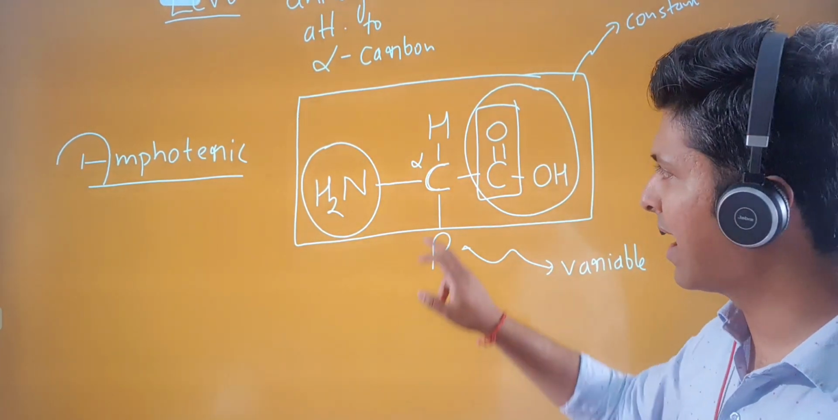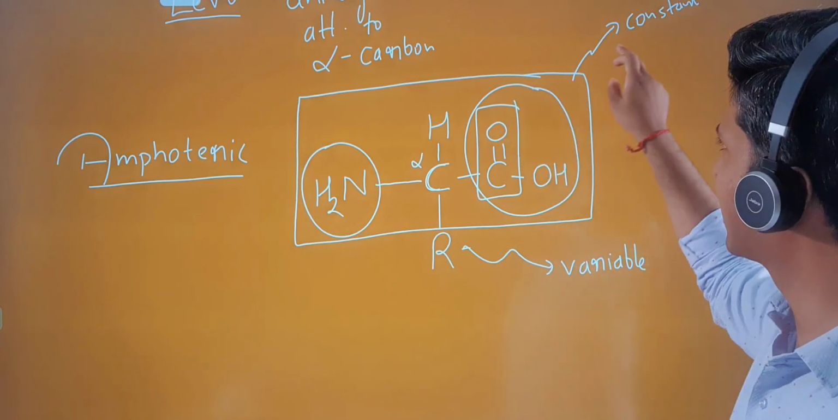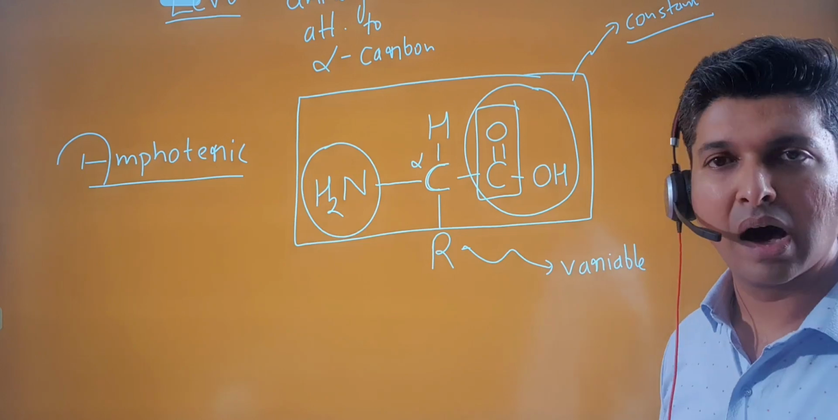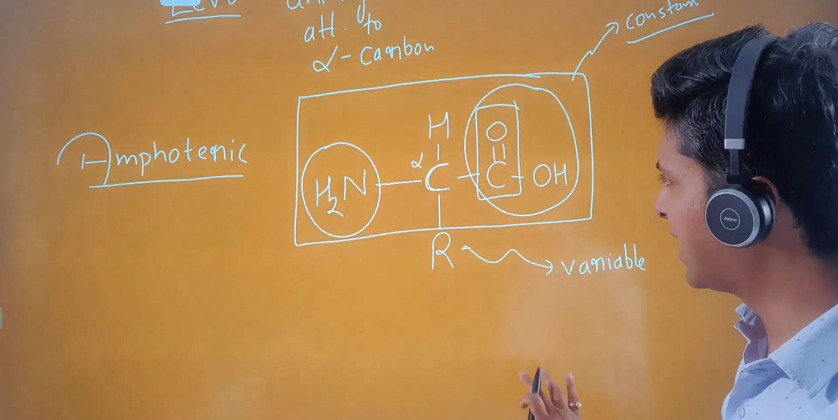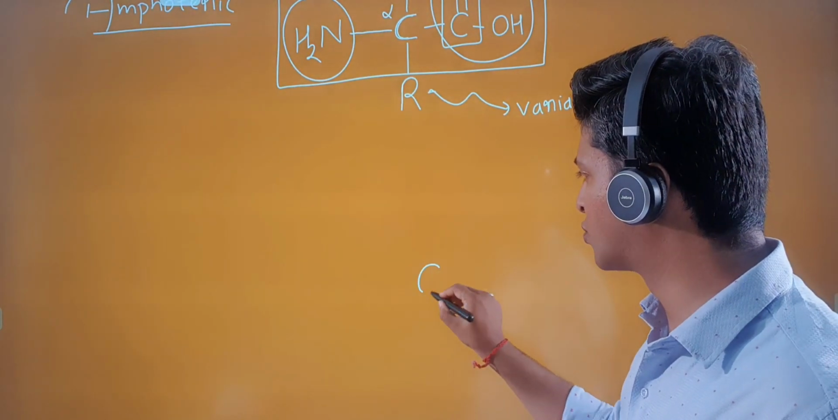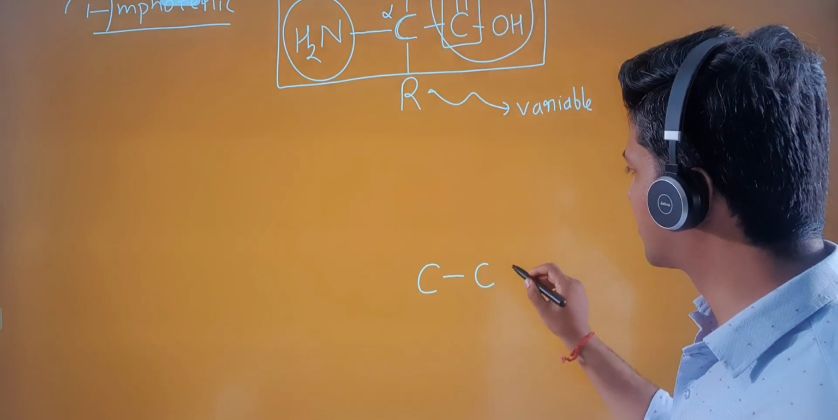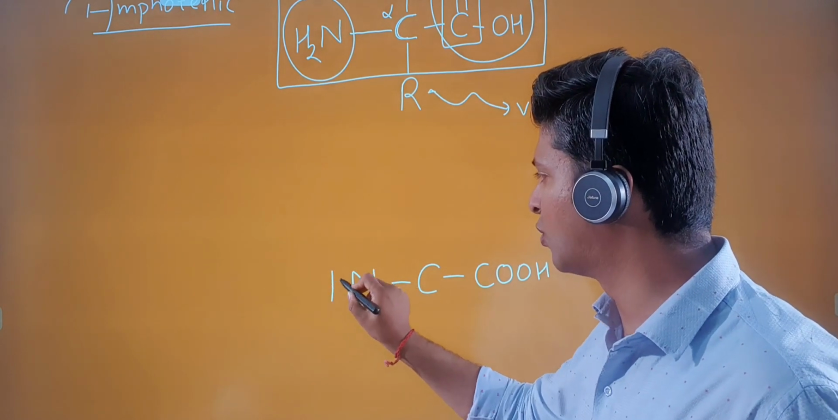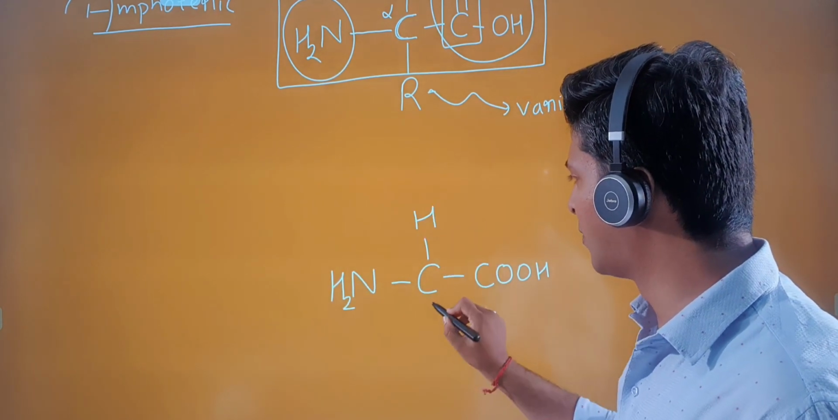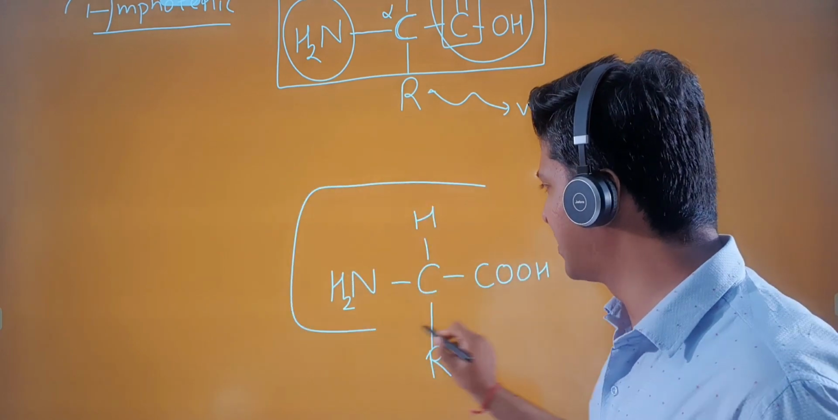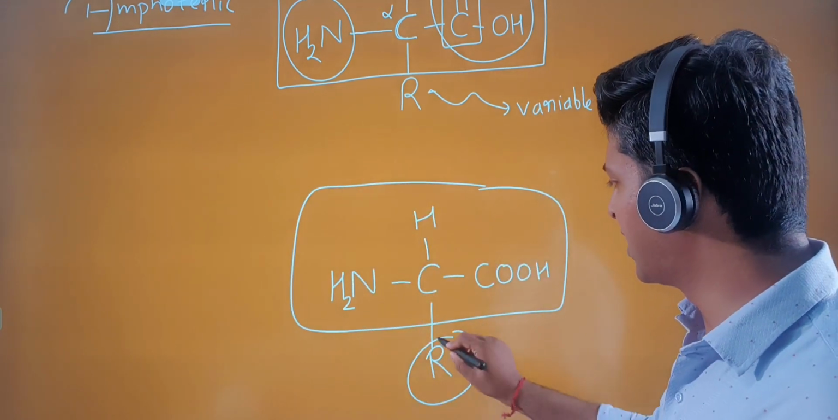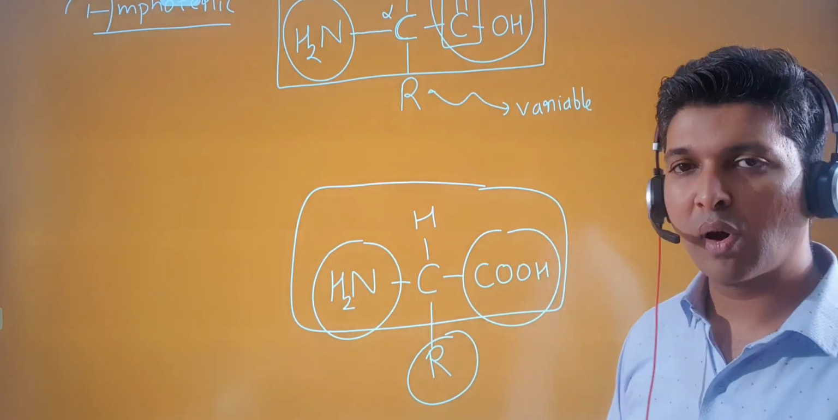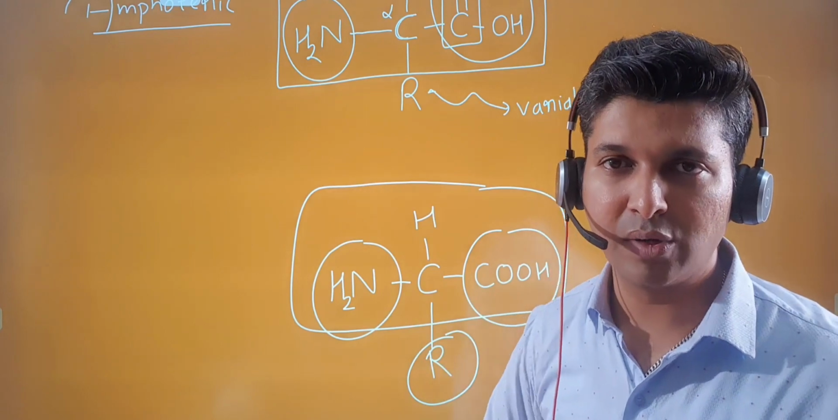Any amino acid will be having this square, or this rectangle thing, which is constant, and this variable part, which is R. So you can also write this amino acid in this format. If you have not understood yet, some children get confused by that C double bond, so you can write it simply as COOH. You can write your NH2 over here and your H over here, your R group over here. So this becomes your constant, this becomes your variable, this is your acidic part, this is your basic part. Got it? So this is your general structure of amino acid.